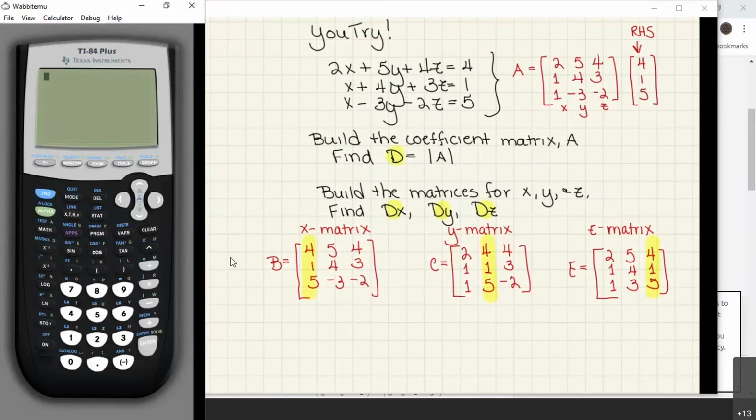So I'm turning it on. I'm going to go into memory management, delete, and just get rid of the matrices I have there. So memory management, delete, matrix is 5, and just delete the one that's in there. Then I can go into my matrix edit menu, and I need to create 4 3x3 matrices. I'm going to call them A, B, C, and E. So the first one is A, it's a 3x3, and this is just going to be my coefficient matrix.